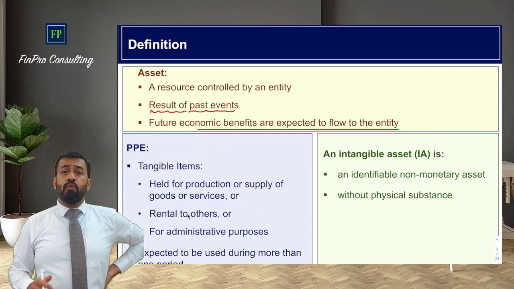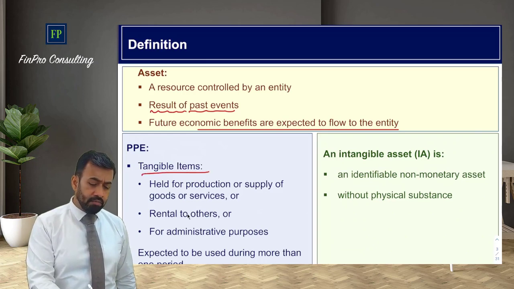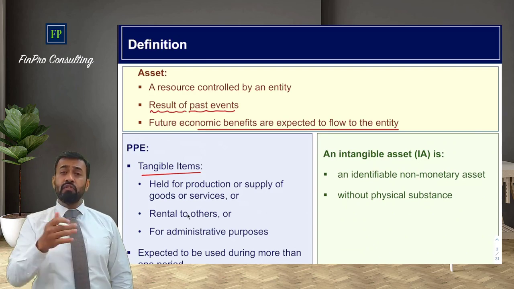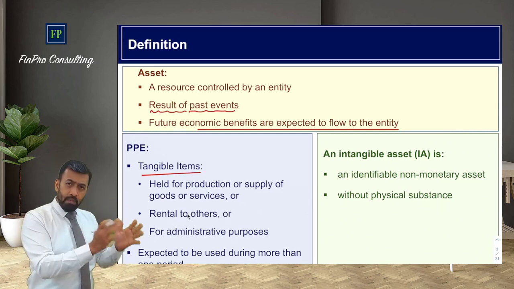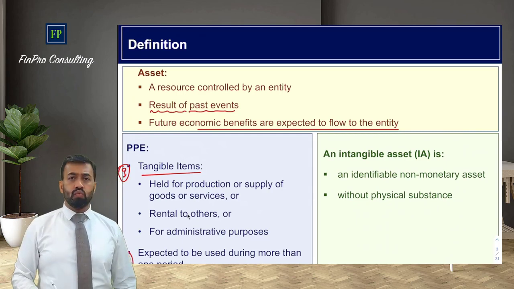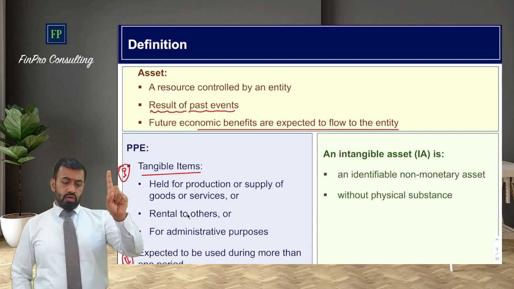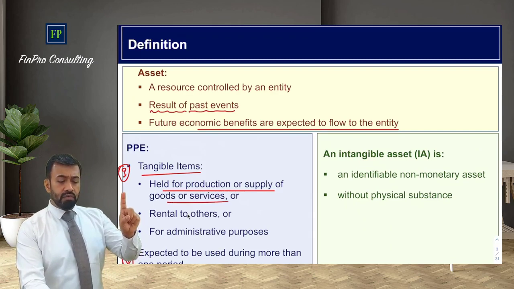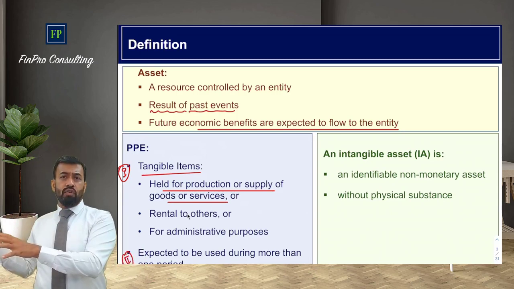We will go to the next definition, of property, plant and equipment. Property, plant and equipment are tangible assets. So they are saying tangible items. These are assets which are within your control. In order to determine any tangible asset as your property, plant and equipment, it must satisfy point number 1 and point number 2. What are those? Number 1, that tangible item must be either held for production purposes or for supply of goods and services. So that asset will help in the production or supply of the goods and services.